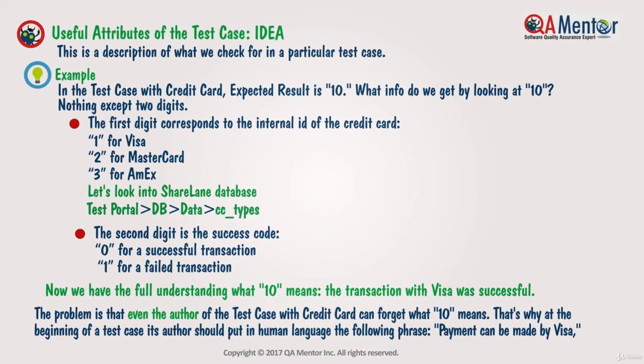The problem is that even the author of the test case with credit card can forget what 10 means. That's why at the beginning of a test case, its author should put in human language the following phrase: payment can be made by Visa. So everyone who must execute that test case will immediately understand what is being tested.